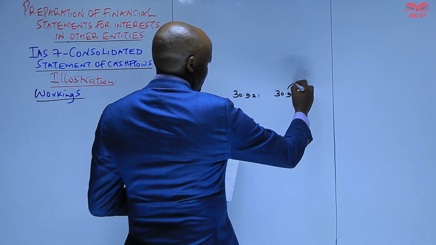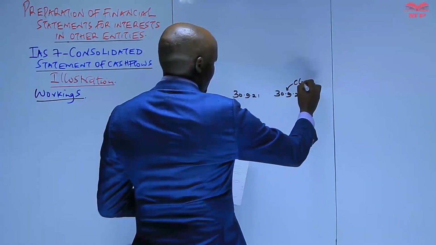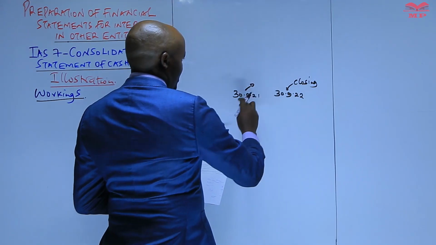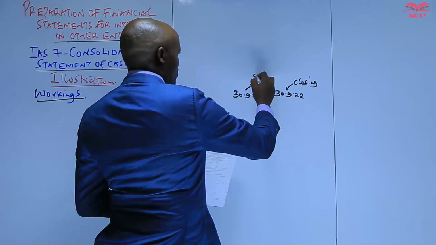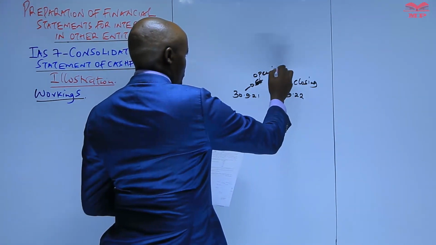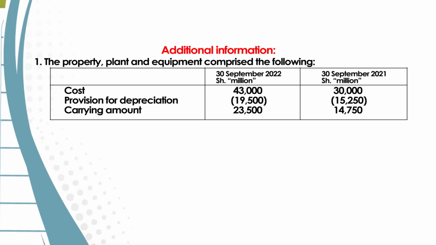So the balances which are given here as at the end of the current financial year, these are the closing balances, whereas these are the closing balances in the previous year, but during the current financial year, these are the opening balances. These are the opening what? Balances. So therefore, we have the opening balances and the closing balances. And in note number 1, you're given information about the PPE, whereby you're given the cost, and also we are given provision for depreciation, and then we're given the carrying amount.